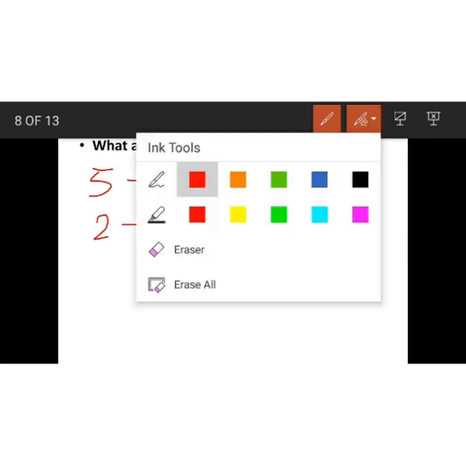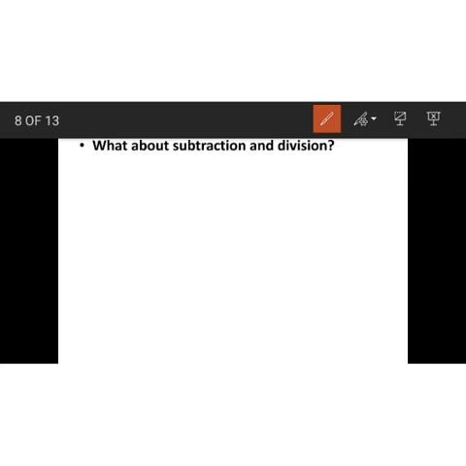Let's do another one. Consider the numbers 7 and 4. When we are subtracting these, we get the answer as 3. And how about when we are interchanging these? 4 minus 7, we get the answer as minus 3. So here also the result is not the same. So we can say that subtraction is not commutative.